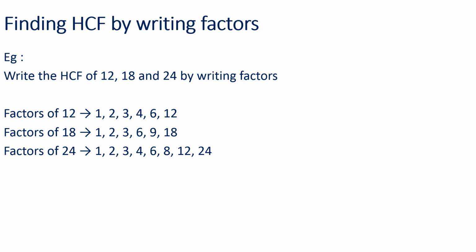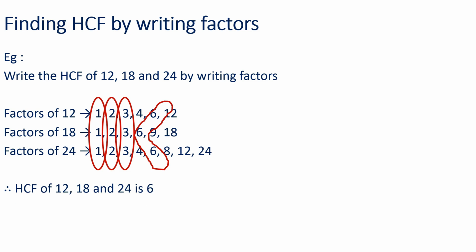Once the factors are written, the next step of this method is to find the common factors for all the three given numbers. So according to this set of numbers, 1 is common to all the three, 2 is a common factor, 3 is a common factor and 6 is a common factor. So among these four common factors, the highest common factor is 6. Therefore, we say the highest common factor of 12, 18 and 24 is 6.